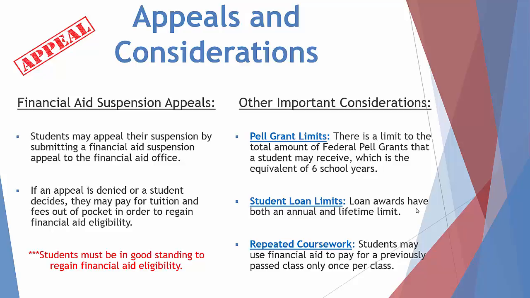Other important considerations include Pell Grant limits, in which there is a limit to the total amount of federal Pell Grants that a student may receive, which is the equivalent of 6 school years. Student loan limits. Loan awards have both an annual and lifetime limit. And repeated coursework. Students may use financial aid to pay for a previously passed class only once per class.